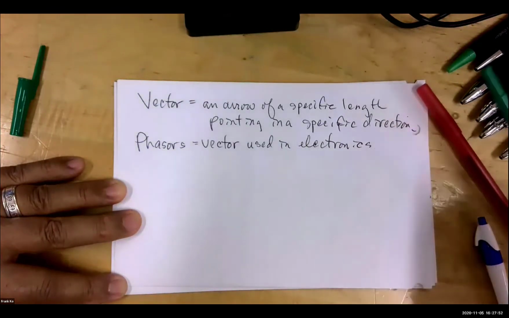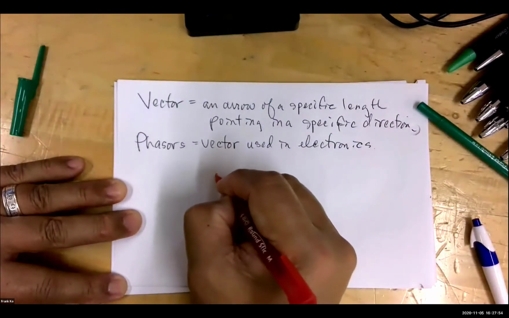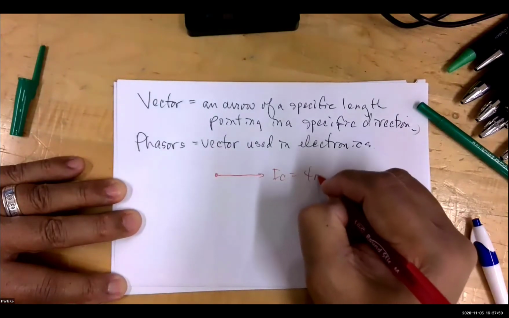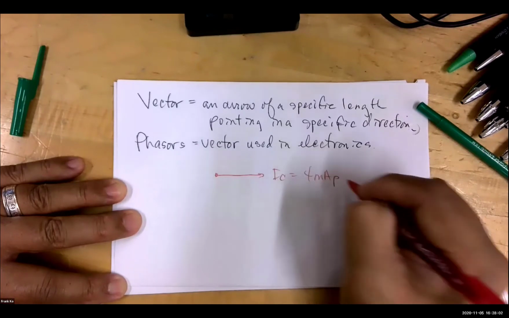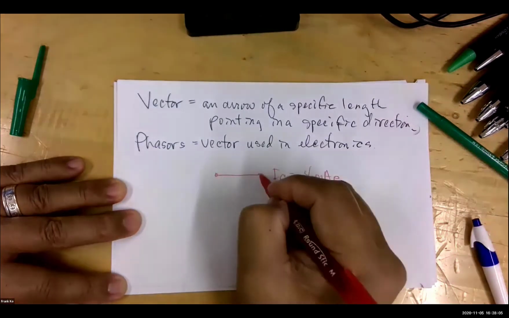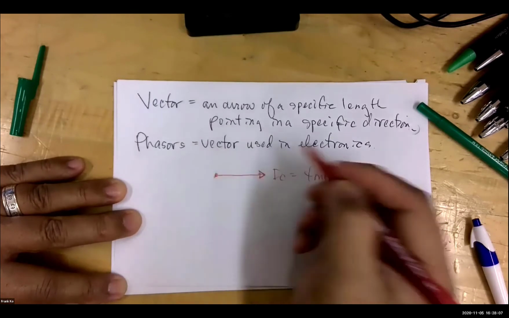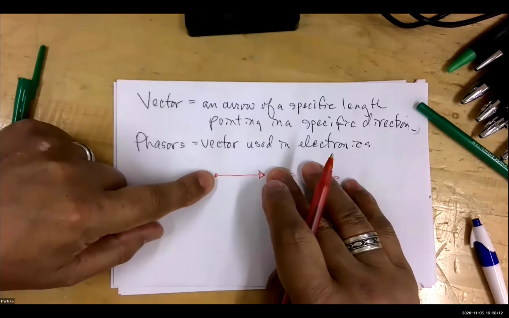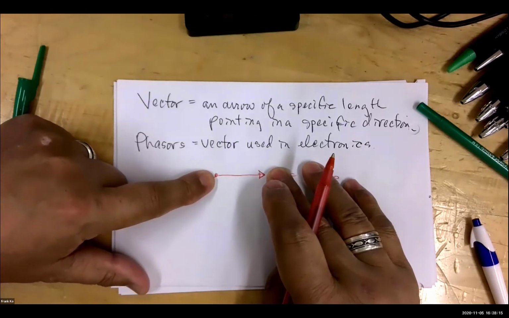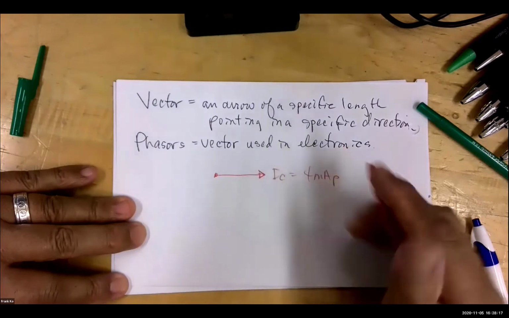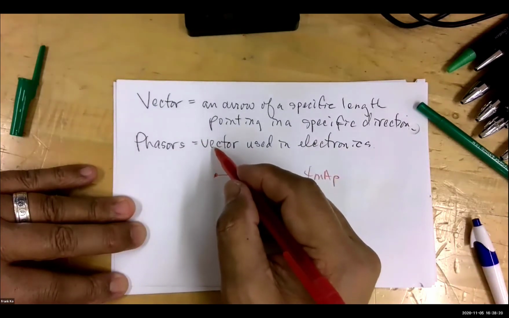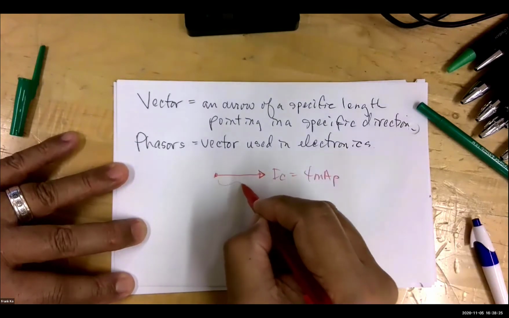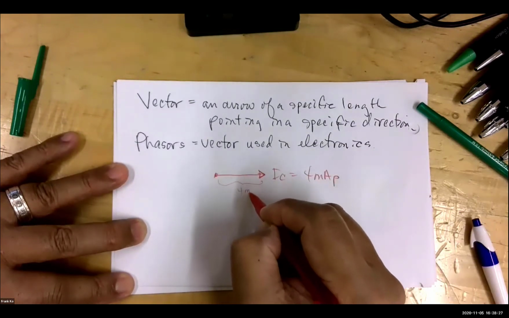So if I were to go in this direction and say IC is equal to 4 milliamps peak, have I drawn a vector? Yes, I've drawn a vector. Does this vector have a specific length? Yes. Is this vector pointing in a specific direction? Yes. A phasor is the same thing. It is a vector, but we're using this in electronics. From here to here is 4 milliamps peak.